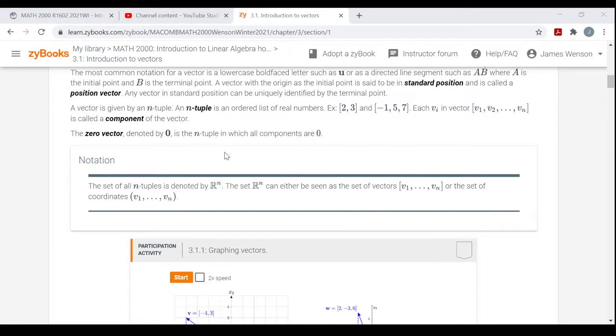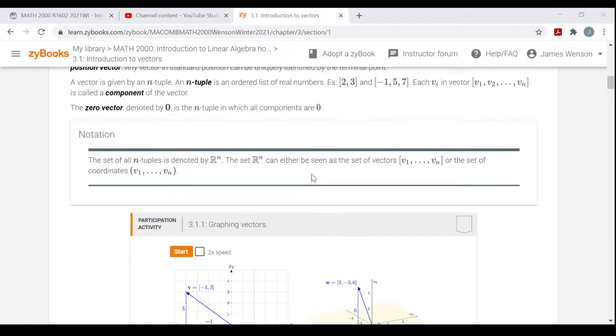And as I mentioned up top, the set of all n-tuples is Rn, where you have n components, and every component is a real number. The set Rn can either be seen as a set of n-vectors or the set of coordinates with parentheses, but usually in this book you see these brackets, and it'll represent a vector.